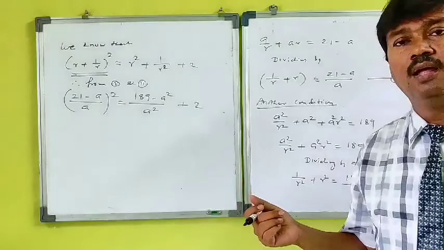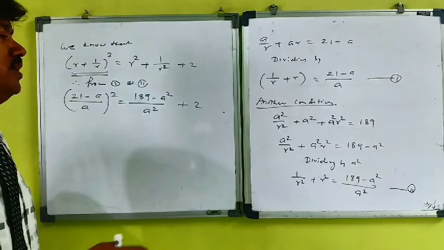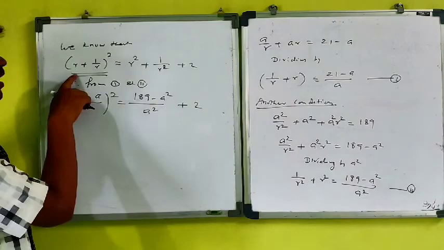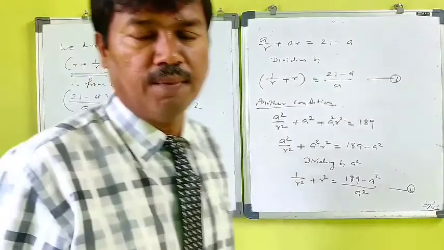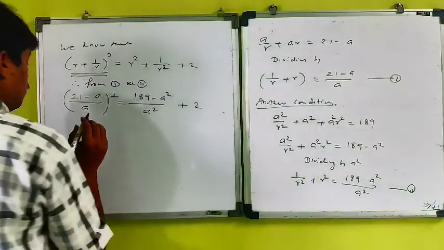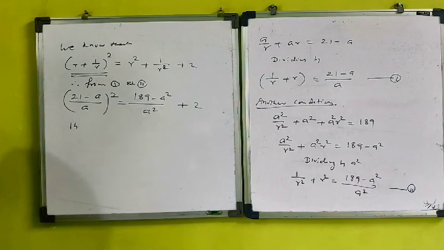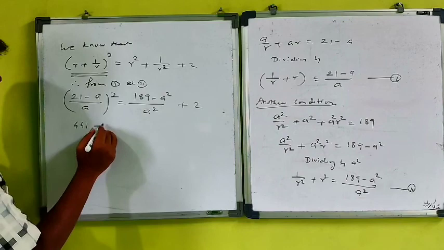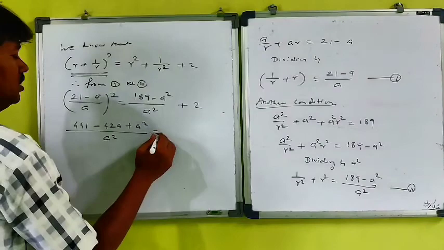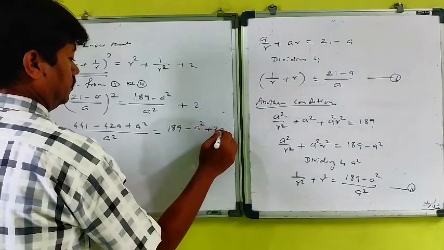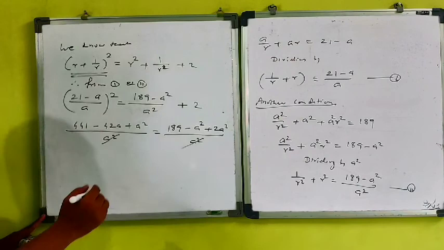Understood? We use this standard formula, r² + 1/r² + 2, because of the (a + b)² = a² + b² + 2ab formula we applied here. Now, 21 squared is 441, sorry. So 441 minus 42a plus a², upon a², is equal to (189 - a²)/a². The a² and a² get cancelled.